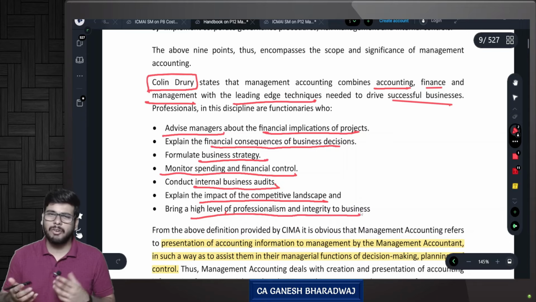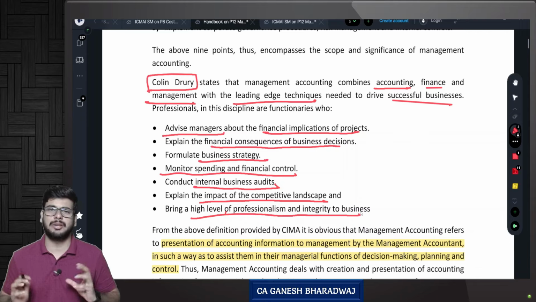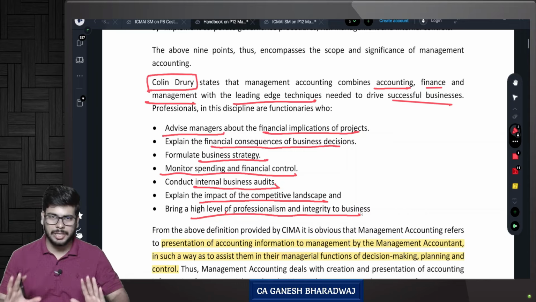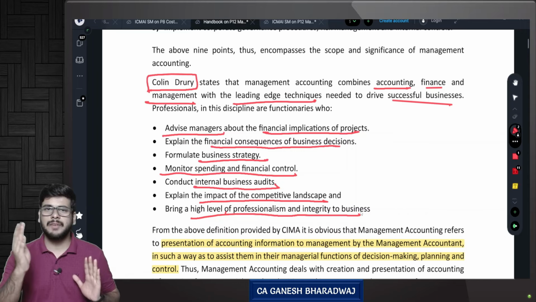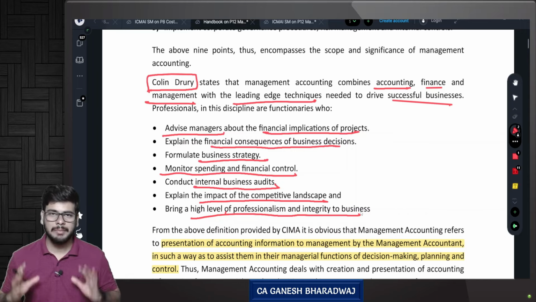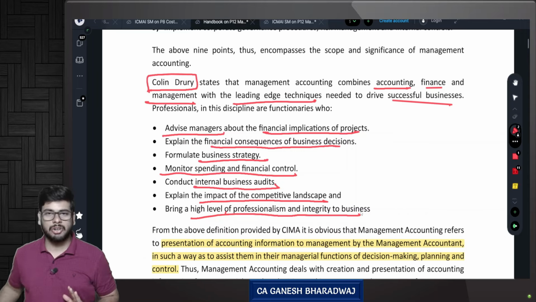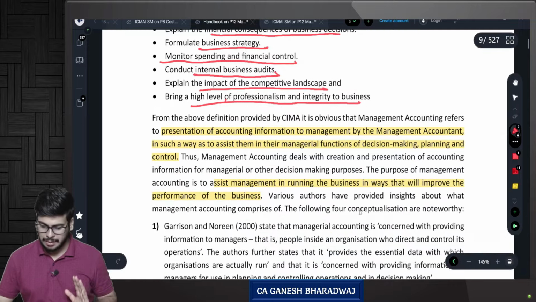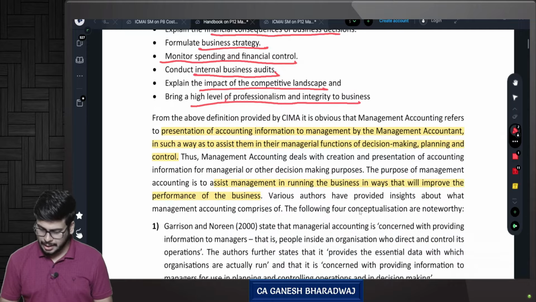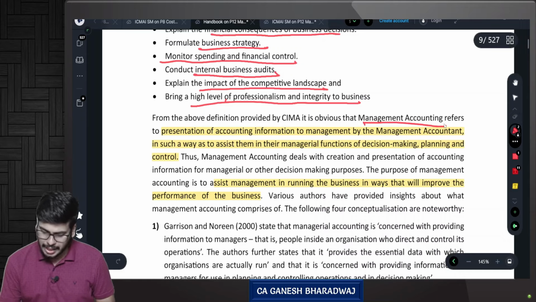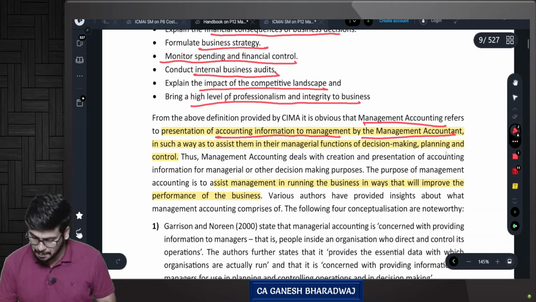So what it involves, broadly, he has explained again and again, I'm telling you, broadly, it revolves around providing information to the top management that helps them in two objectives: decision making and control. You just have that in your mind. These are all theoretical aspects given in your study material. Clear? Fine. Management accounting refers to the presentation of accounting information to the management by the management accountant in such a way as to assist them with their managerial decision making, planning and control. This is exactly what I said, correct?